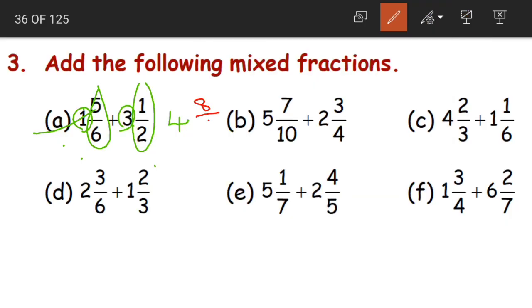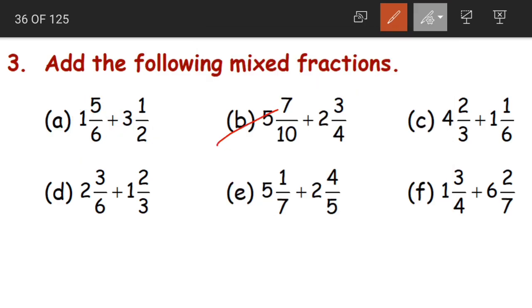So what is the answer for this children? 4 8 by 6. By adding the whole numbers we got 4, and by adding the fractions we got 8 by 6. Combinedly it is nothing but our 4 8 by 6. Okay. Now coming to say question B, 5 7 by 10 and 2 3 by 4.